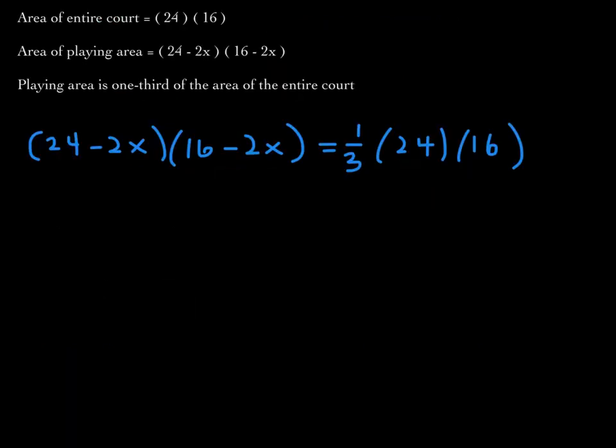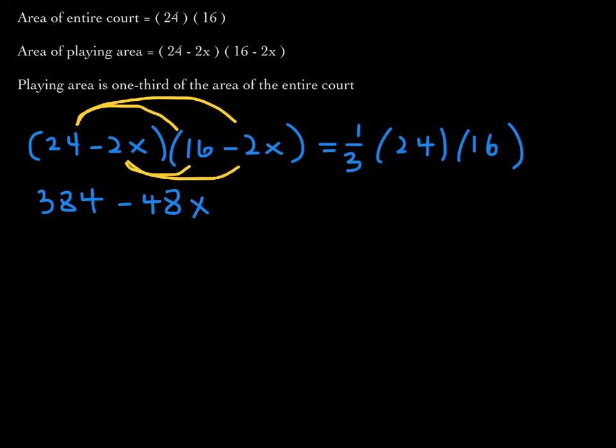All right, the way I'm going to start simplifying the left-hand side is by what some people call foiling. I'm going to do 24 times 16 and then 24 times negative 2x. Now, 24 times 16 is 384. And then we have 24 times negative 2x, so that's negative 48x. Let me continue distributing. So it'll be negative 2x times 16 and then negative 2x times negative 2x. So then we have negative 32x, and then we have plus 4x squared.